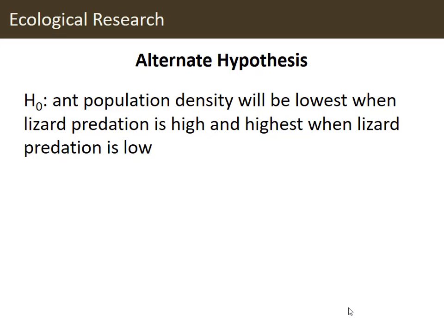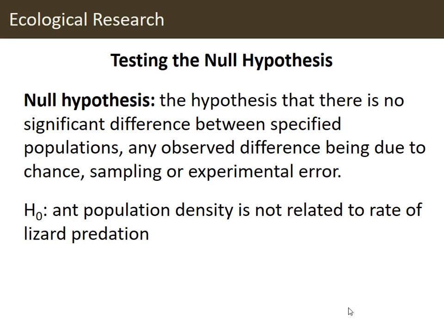Increased predation might trigger increased reproduction. Right, ants might respond to increased predation by making more ants, like you see with the coyotes. Yep, totally possible. This should say H1. This is a typo. So an alternate hypothesis, hypothesis 1, the null hypothesis is always H0. So that's a copy and paste issue.